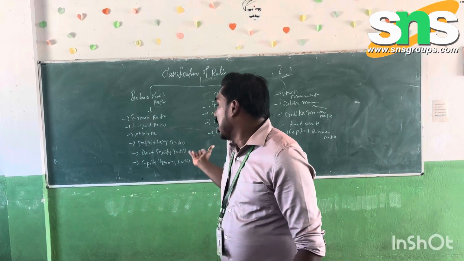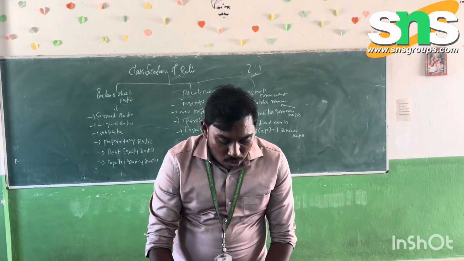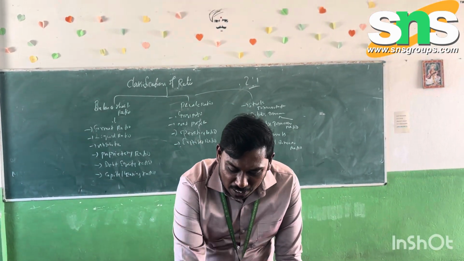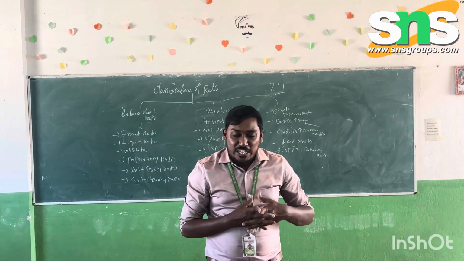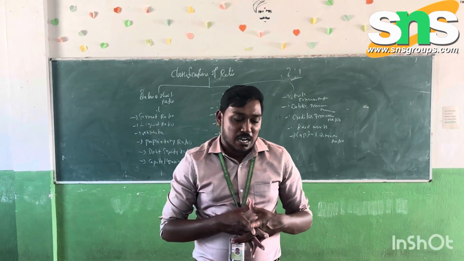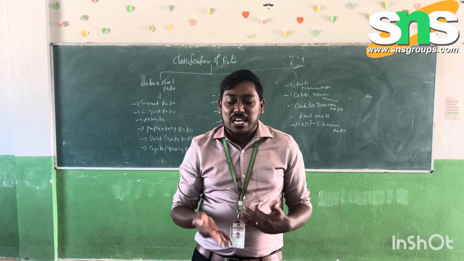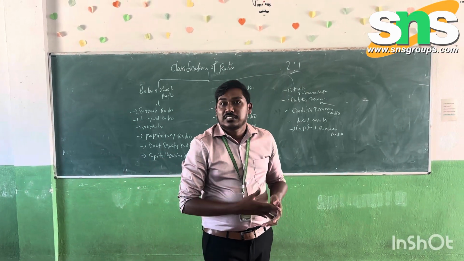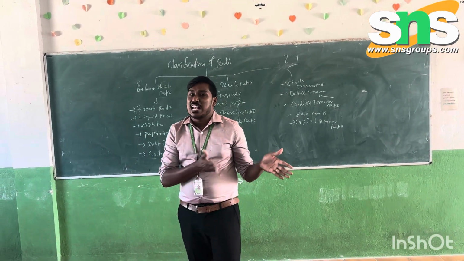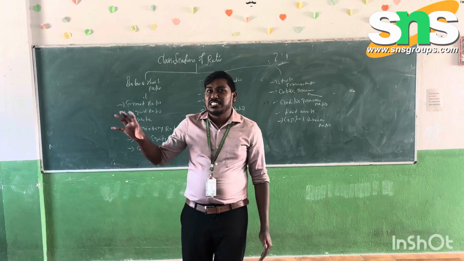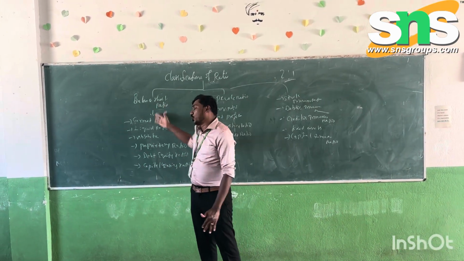Then the last one is capital gearing ratio. Capital gearing ratio describes the relationship between equity share capital, including reserves and surplus, to preferential capital and other fixed-cost loans. So preferential capital and something else. So these are the things covered under balance sheet ratio.